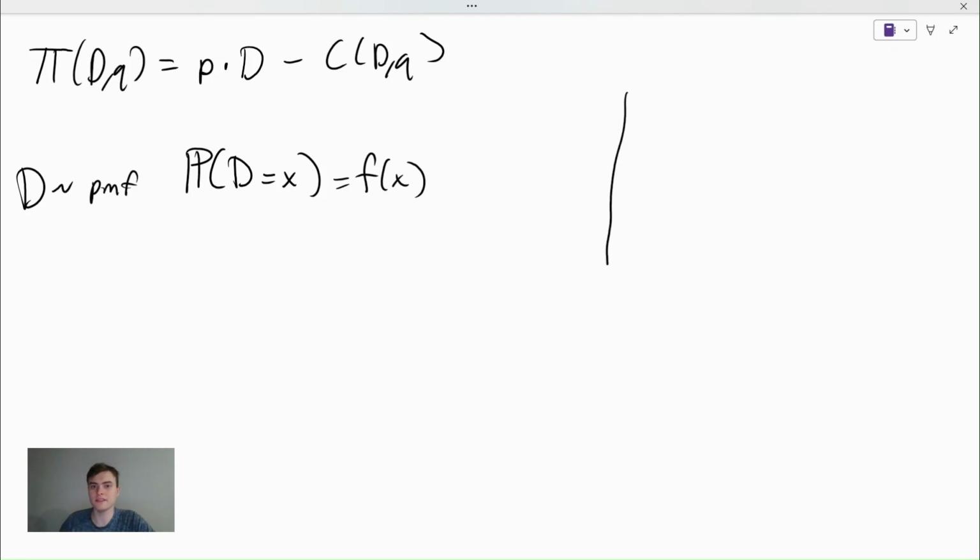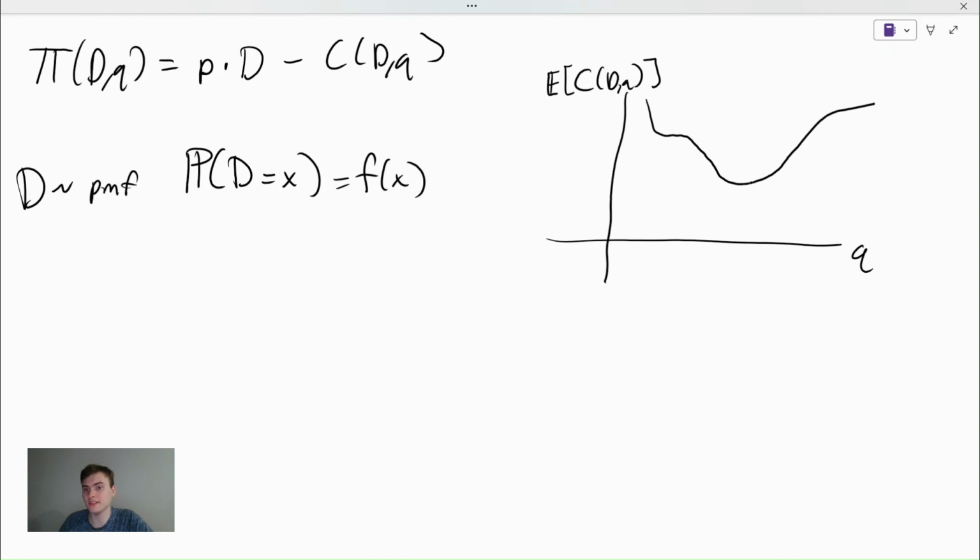Let's explain why this is the case. So let's think about how we're going to find Q star. We have our C of dq. Well, C of dq is random. It depends on what D is. But we could find the Q that minimizes the expected value of C. That will have a minimum, and so this is going to be a convex function, something like this, right? We have exactly one turning point, one minimum, and this is our Q star.